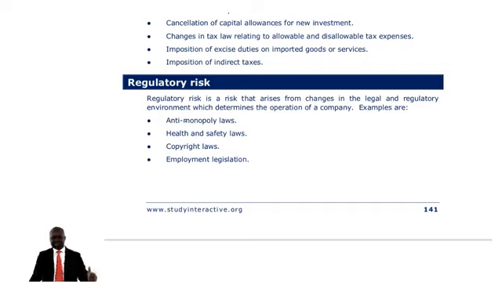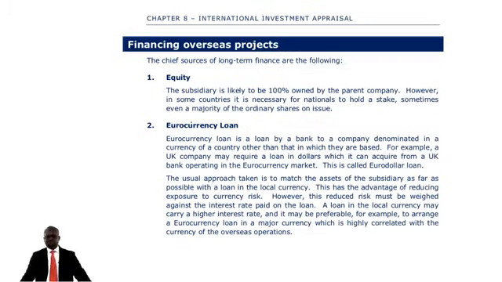Regulatory risk is in terms of monopoly laws and all that. All other things being equal, the law of the land will favor local companies over foreign companies. Okay, how do we finance overseas projects? You can read that. It's all about equity capital and debt capital and all that. The only thing I'm going to explain is the euro currency loan.